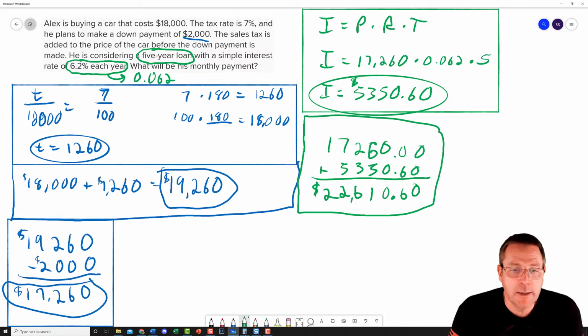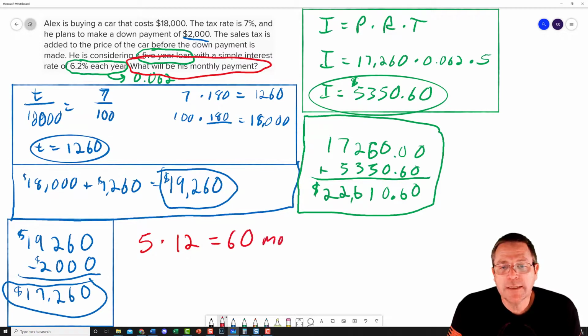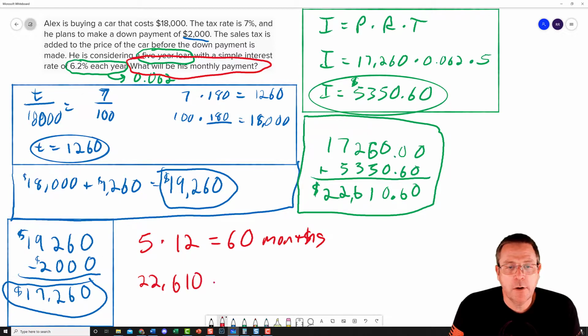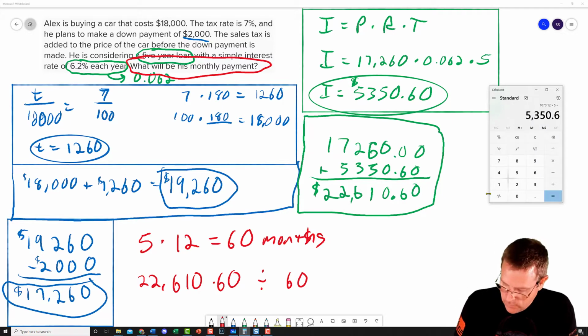But we're not done yet. The question is, how much will the monthly payments be? Well, first we got to figure out how many months there are. There's 5 years, there's 12 months in a year, which means there are going to be 60 months that he's making payments. How much is he going to pay each month? Well, we've got to take that $22,610.60 and divide it by, not 12 months, divide it by the 60 months.